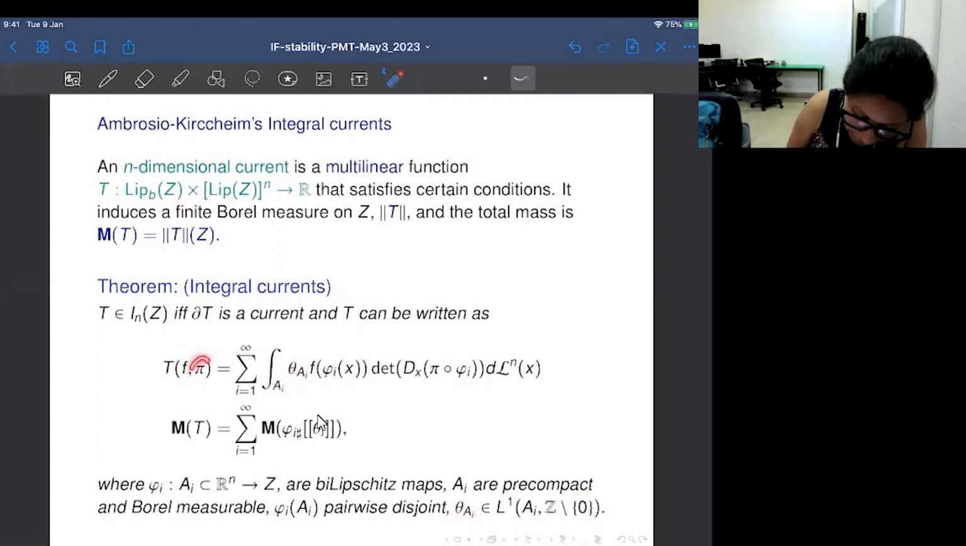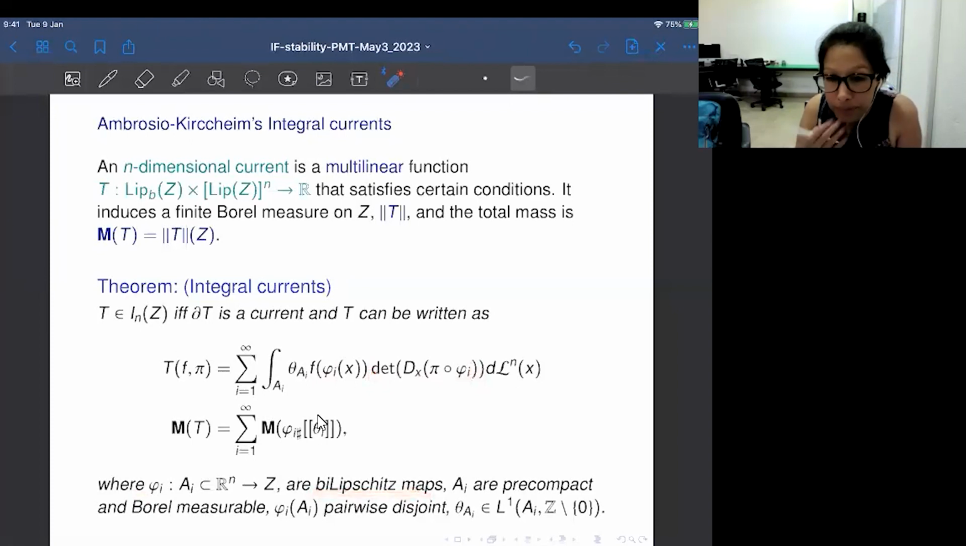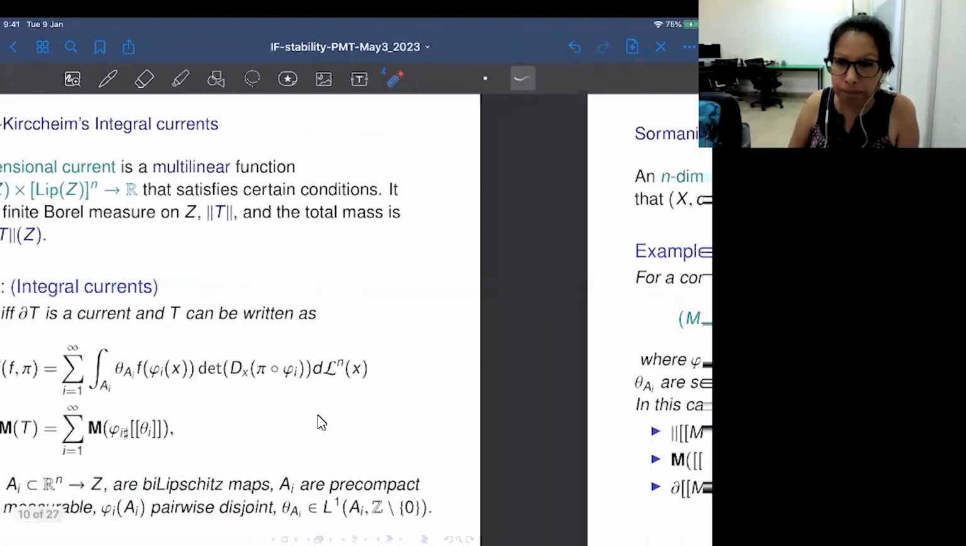And then with this pi, I create some Jacobian. And the only thing that I need is some type of charts. These charts that appear here, these phi_i's, are just bi-Lipschitz maps. And actually, this can be done in such a way that the images of these phi_i's are pairwise disjoint. So an integral current looks like this. These are the currents that I'm interested in.